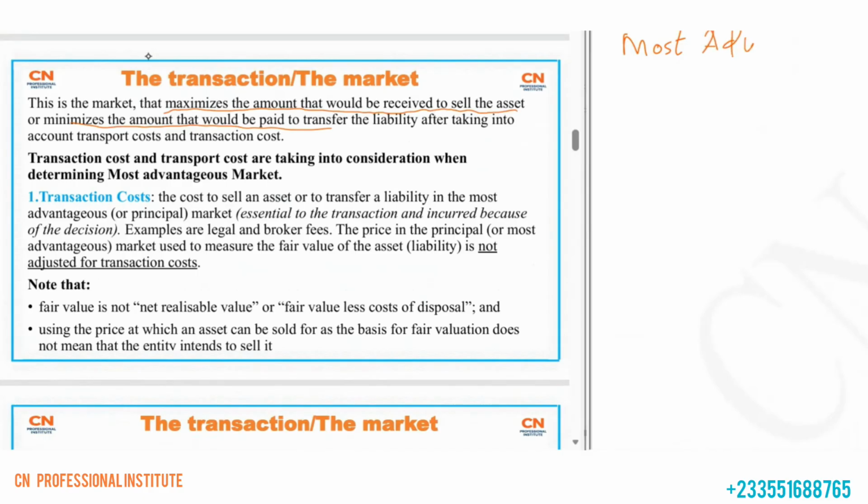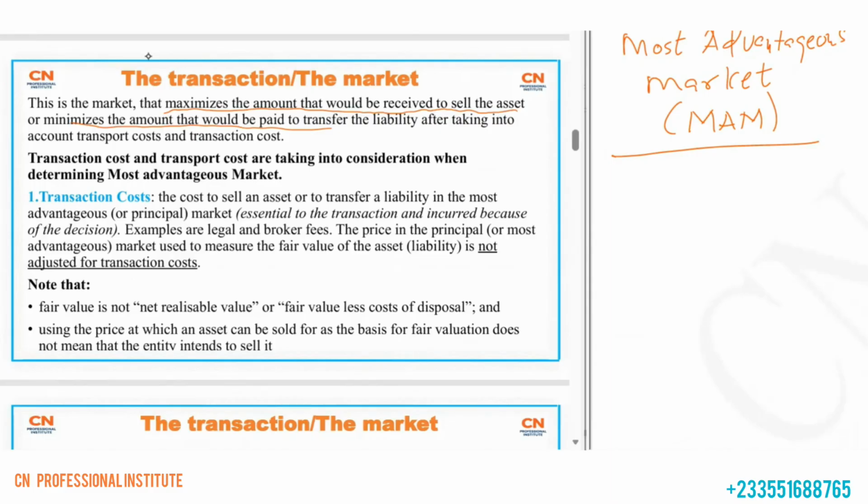With the most advantageous market, which we normally call the MAM, we don't use quantities, but we look at the markets that will give us the highest net amount in monetary terms after we have deducted our transport cost and transaction cost.